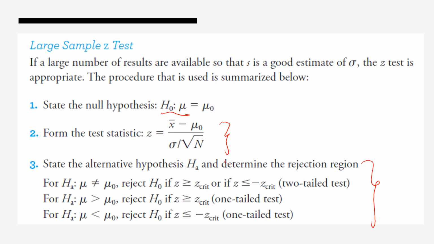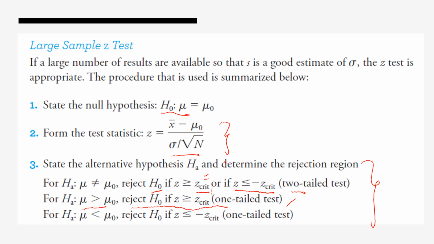So if your alternative hypothesis is a two-tailed test, we do not know if it's higher or lower; your experimental population mean is not equivalent to your known population mean. You can reject your null hypothesis if your Z calculated is greater than or equal to Z critical. These are the conditions. For Z critical, you have a table. If your null hypothesis is this, you can check if you can reject it if you have this criteria.